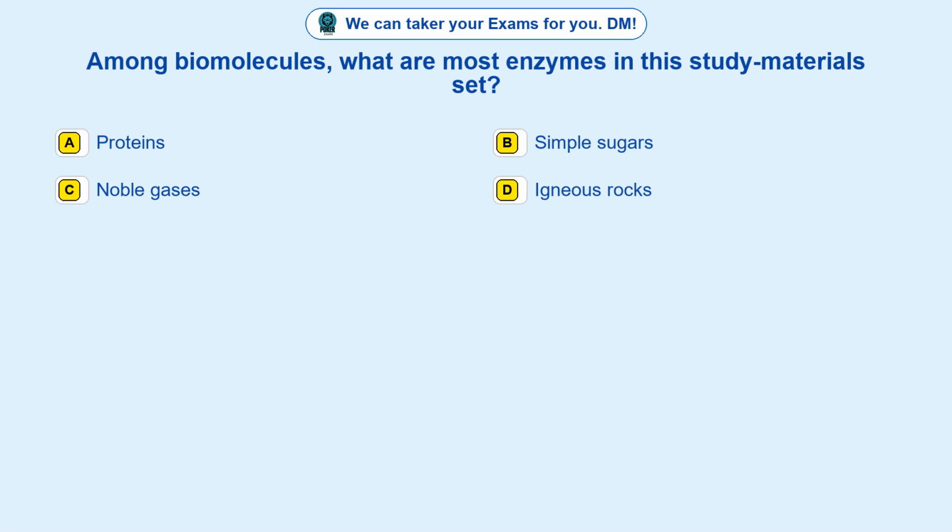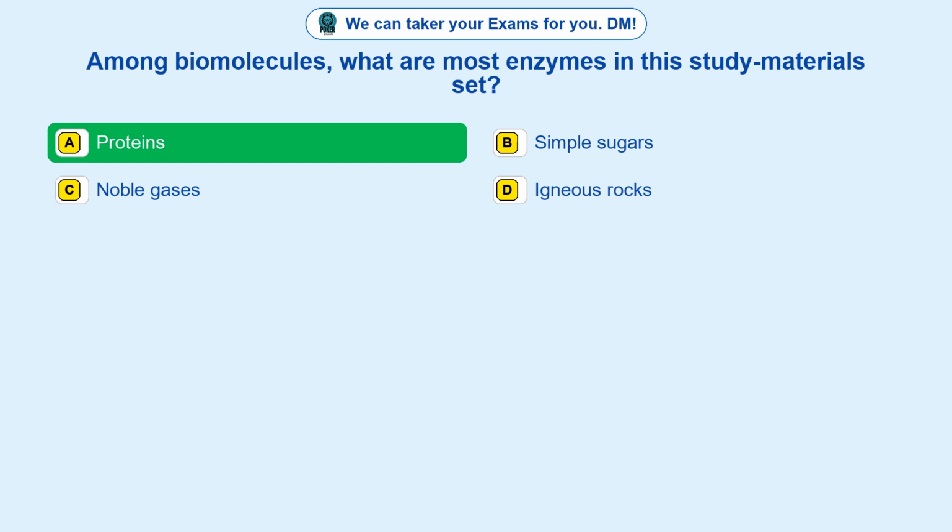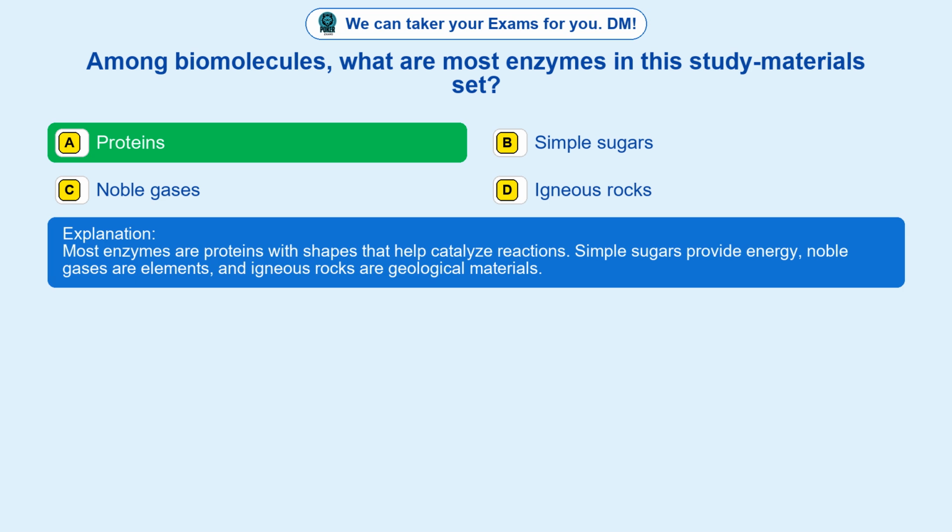Question 30. Among biomolecules, what are most enzymes in this study material set? Option A, proteins. Option B, simple sugars. Option C, noble gases. Option D, igneous rocks. The correct answer is option A. Proteins. Most enzymes are proteins with shapes that help catalyze reactions. Simple sugars provide energy, noble gases are elements, and igneous rocks are geological materials.